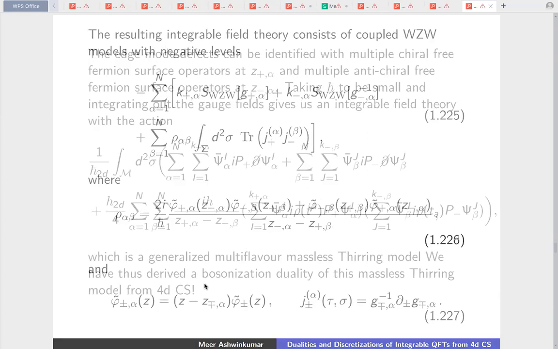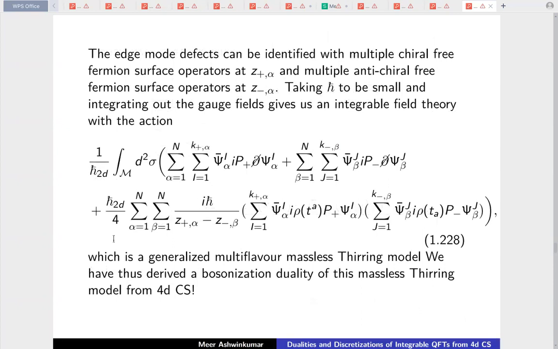And then there is one more bosonization of this Thirring model. And yeah, sorry, I should say that this Thirring model is a generalized multi-flavor Thirring model. And we have obtained one bosonization duality of the Thirring model.